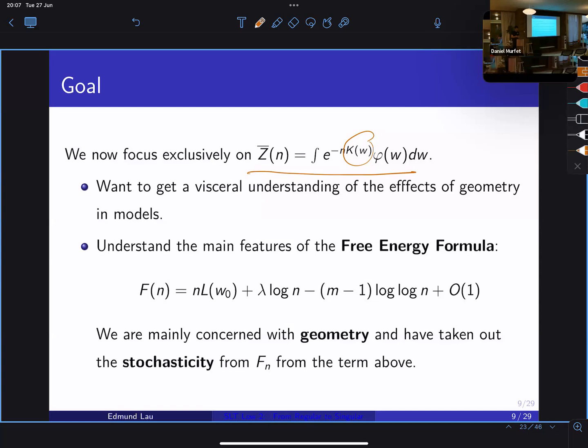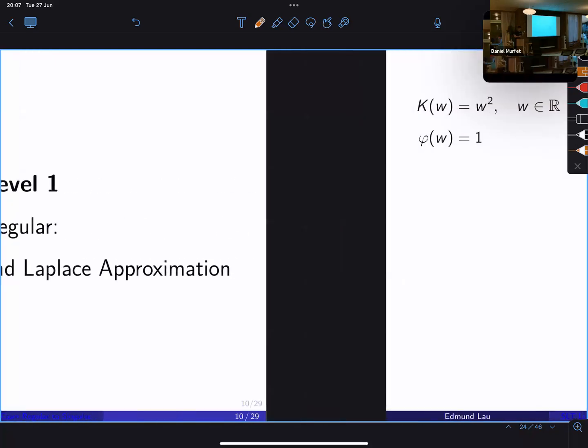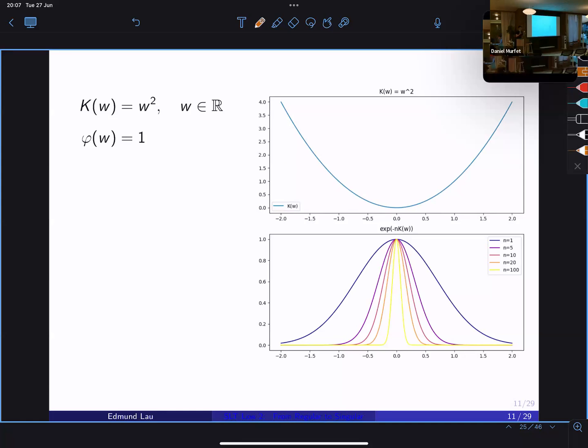So the goal is to understand the free energy formula. Apologies, that's a minus sign; there's a typo in my last SLT low road lecture, and hopefully you will see that it is actually a minus sign in the full proof. We are mainly concerned with only geometry, not the randomness, in this lecture. We'll go up in levels to point out the different ways that we can introduce degeneracy. We start with the regular model where things are not degenerate, and we'll do integrals for the rest of the talk.